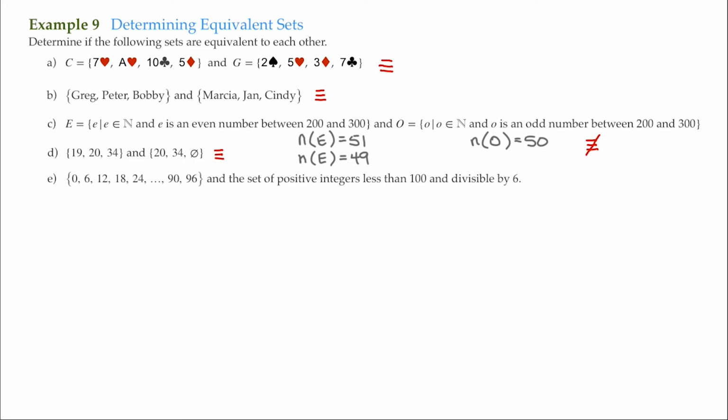And finally, for D, we have 0, 6, 12, 18, 24. A pattern has been established. And then we have this ellipsis here, 90 and 96. And the other set is the set of positive integers less than 100 and divisible by 6. So we have this roster method that shows this set here, and then we have a word description here, but they're both describing the same set of numbers. So these are actually equal to each other. And when two sets are equal to each other, they're also automatically equivalent to each other. And there you go.